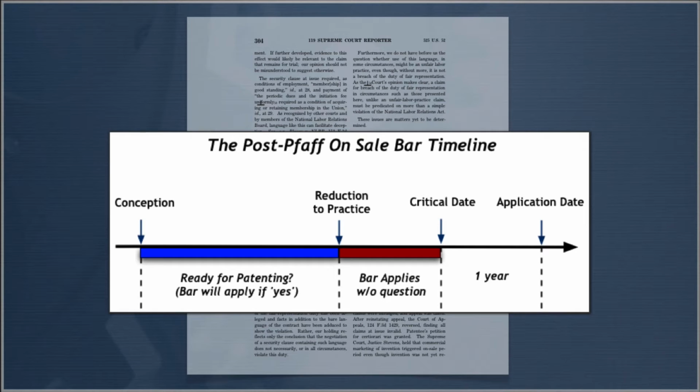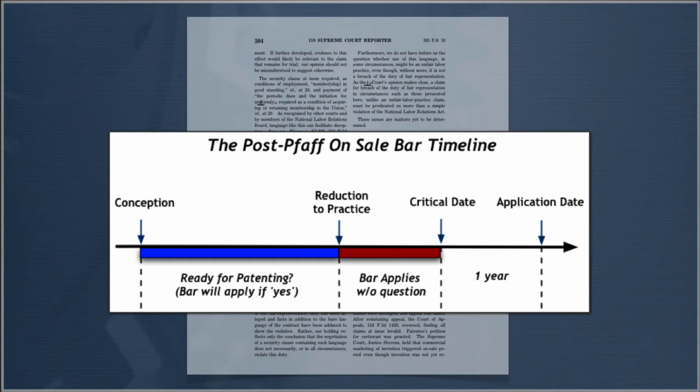But what the Supreme Court said in Pfaff is that you can trigger an on-sale bar even before that, right? And perhaps even as early as conception, right? So now this introduces another concept, right? Conception of an invention, right? So when you conceive of an invention, the definition of that is that you've, in your head, worked out all of the elements of the claims, right?